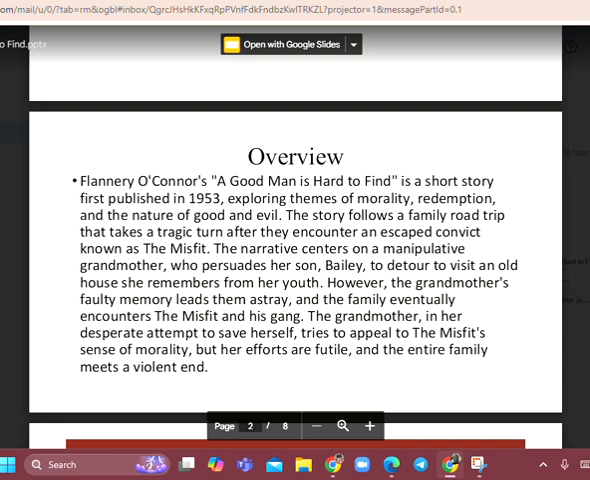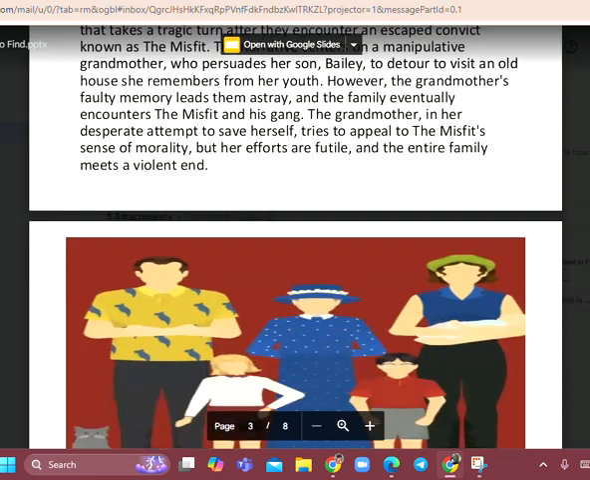However, the grandmother's faulty memory leads them astray, and the family eventually encounters the Misfit and his gun. The grandmother, in her desperate attempt to save herself, tries to appeal to the Misfit's sense of morality, but her efforts are futile and the entire family meets a violent end. So, this is an overview of the story and what to expect in it.